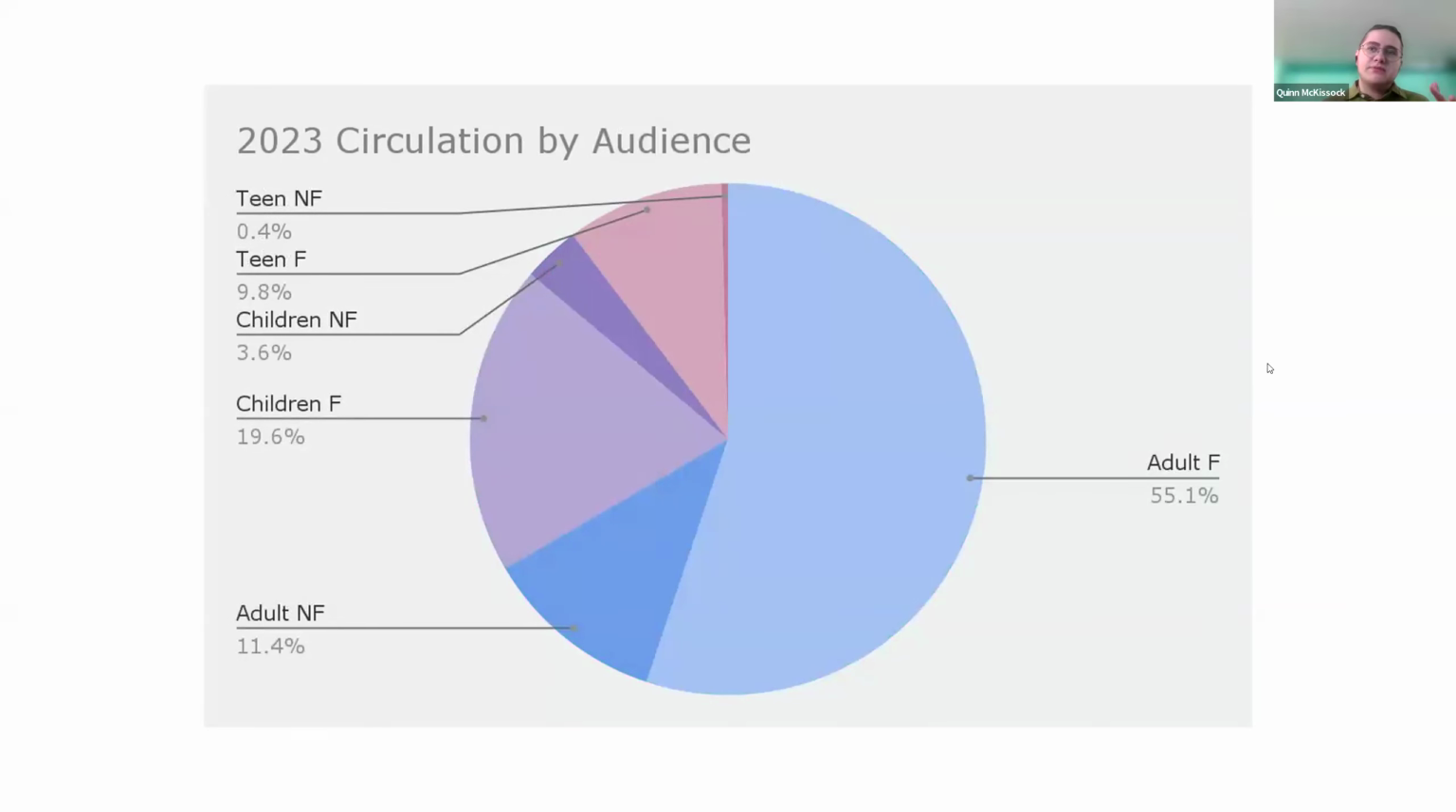And then I also wanted to break down 2023 circulation by audience and fiction, nonfiction. So you can see here a little more than half of the circulation is adult fiction. It goes adult, children's, and teen. And unsurprisingly, in all of those categories, fiction is a lot more popular than nonfiction.